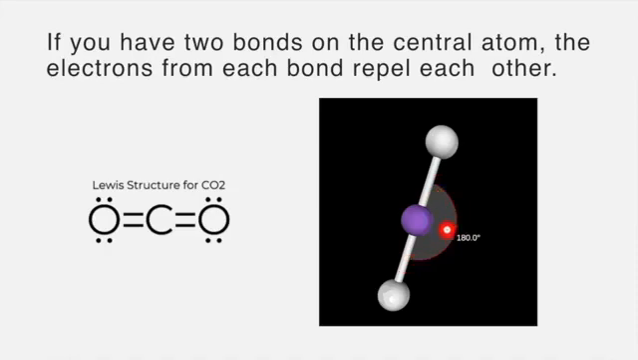This angle is called a bond angle. A bond angle just tells you the angle between 2 bonds in a molecule. In a linear molecule where one bond is on one side and the other bond is on the opposite side, the bond angle is going to be 180 degrees because that's what this angle is right here. So that's what this means.